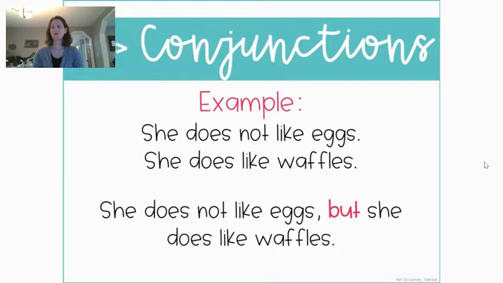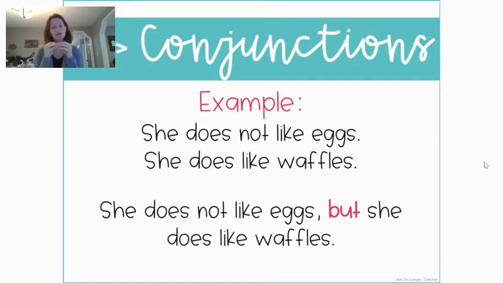So here's an example. If you had two sentences like she does not like eggs, she does like waffles, and you wanted to put them together, you'd use a conjunction. She does not like eggs, but she does like waffles. Because you've got two sentences that are kind of related. They're about the same thing. They're about somebody and their breakfast preferences. She does not like eggs, but she does like waffles.